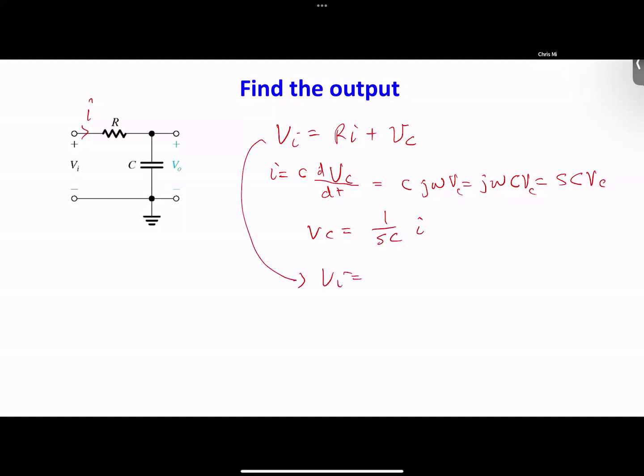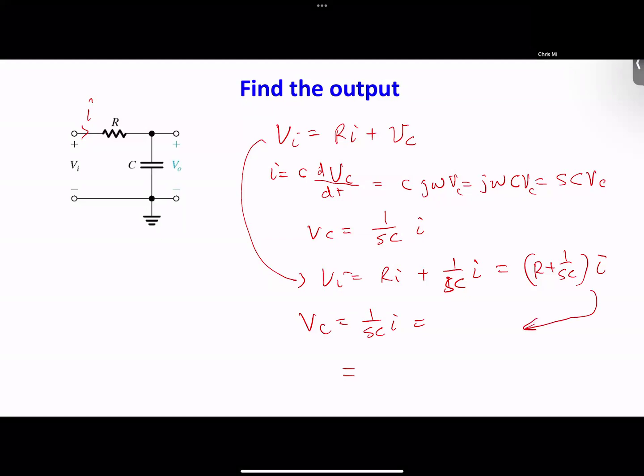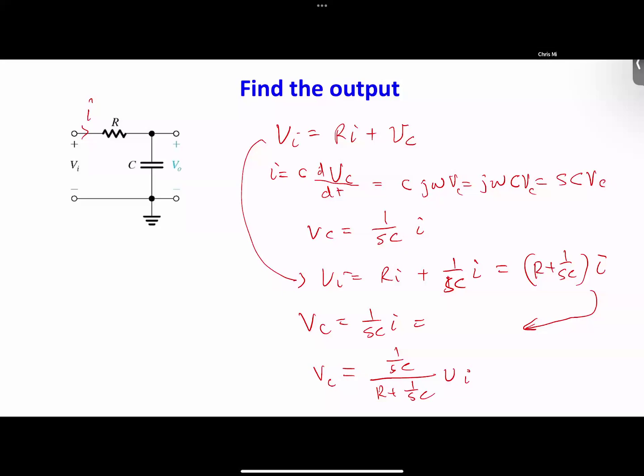Now we have VI equal to RI plus 1 over sC times I, equal to R plus 1 over sC times I. And we have VC equal to 1 over sC times I. Basically, if we plug in I from here, we know that VC equals 1 over sC over R plus 1 over sC, times VI. That's the equation we want to get.